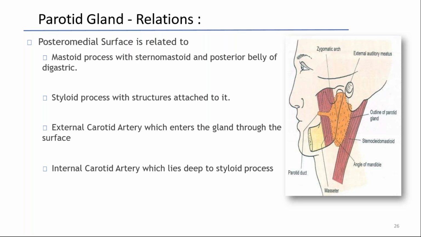From the posterior medial surface, here is the posterior medial surface. It lies related to the sternomastoid and the styloid process with the structures attached to the styloid process, and the external carotid artery. These are the surface relations to the posterior medial surface.